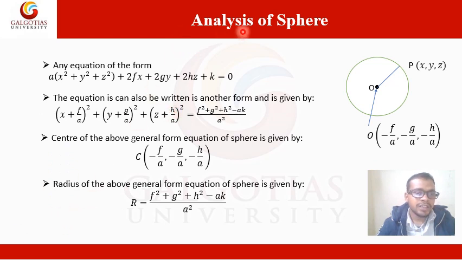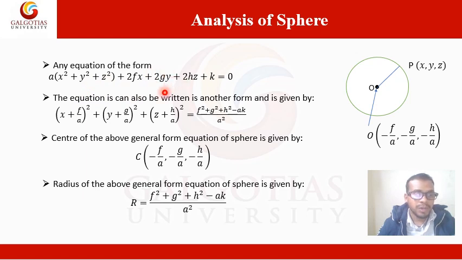Let us analyze some of the points and some of the facts of a sphere. Any equation of the form a times (x squared plus y squared plus z squared) plus 2fx plus 2gy plus 2hz plus k equals 0 is the general form of a sphere. In this form, I can say what the center and the radius are.